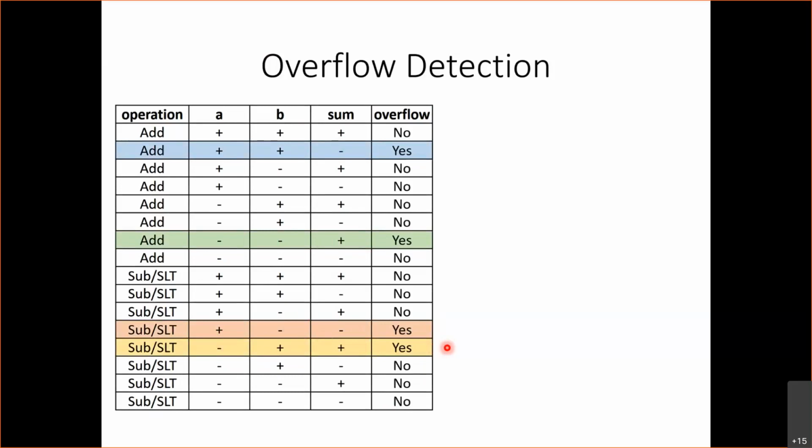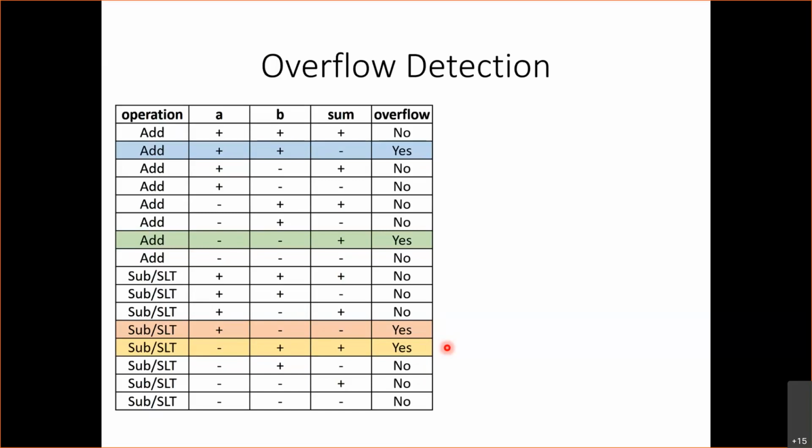Is this clear? Is it clear why in these cases this is an indication that overflow occurred in my ALU? Okay, great.